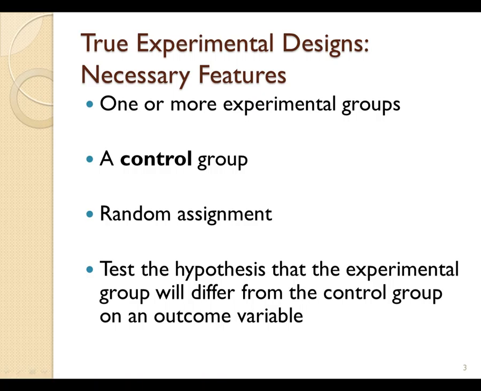We're going to go through a few of the classic experimental designs that may be used when conducting a randomized controlled trial. Experimental designs almost always test the hypothesis that the experimental group will differ from the control group in the outcome variable of interest. The only exception to this particular rule is equivalency trials, in which case you're just trying to demonstrate that the second drug is as good as the first.